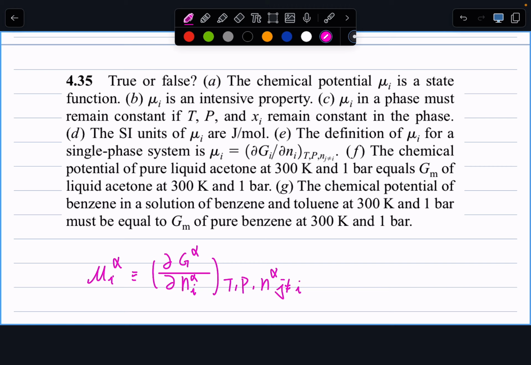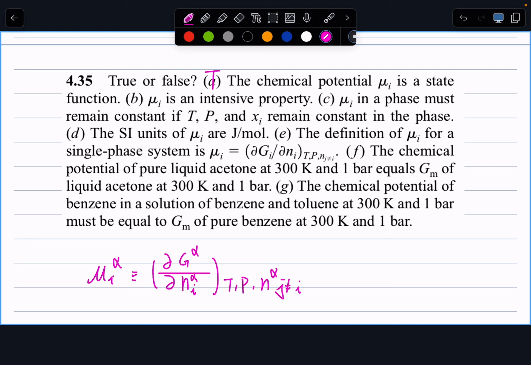All right, so first one, chemical potential of mu i is a state function. Now this one is directly related to the nature of my Gibbs free energy and my number of moles. My Gibbs free energy is a state function, so thus my mu i is also a state function. So this one is true.